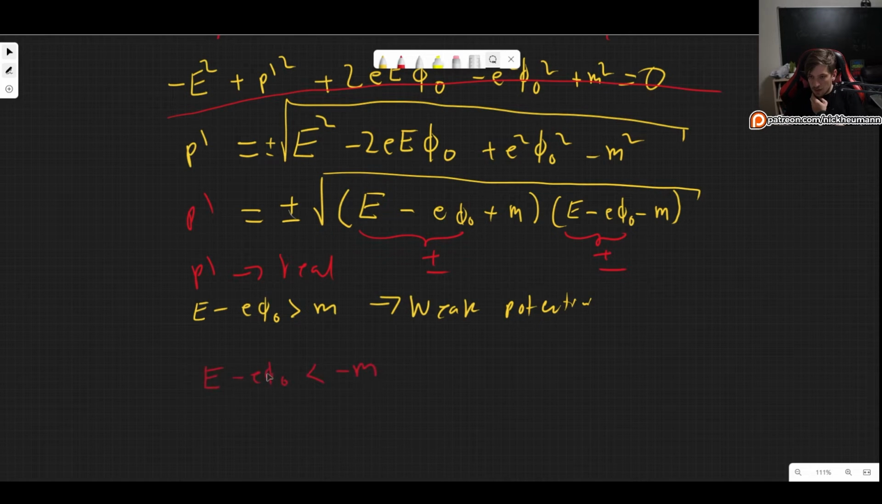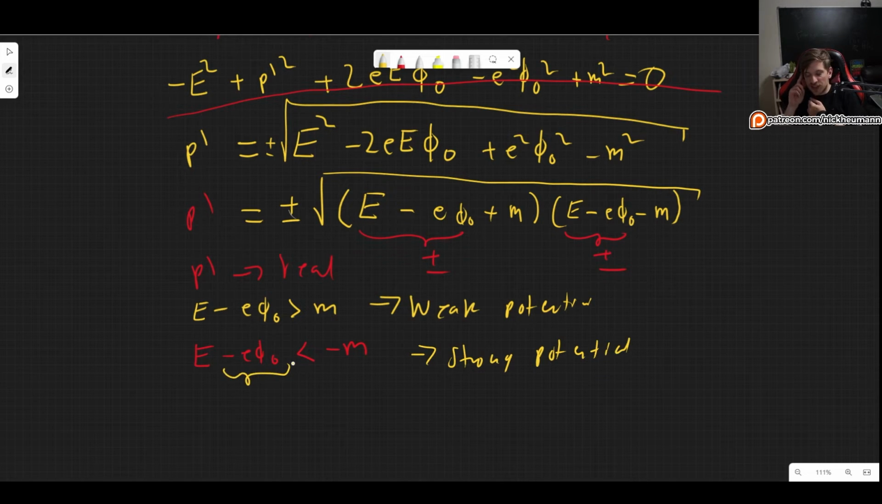So this is the case where the potential is strong, because the negative comes from the potential. If the potential is very strong and strong enough to basically take E from positive all the way to negative, then that is the strong potential case.